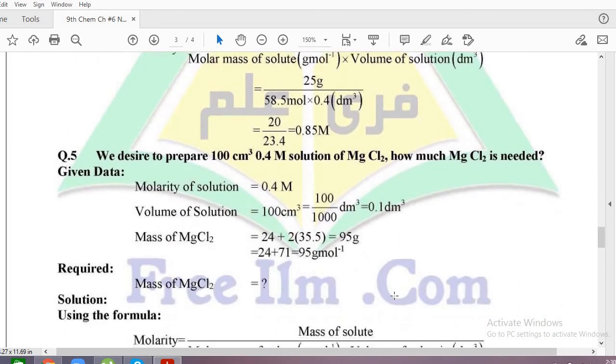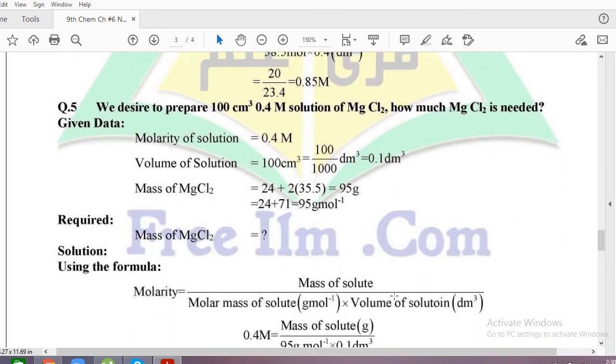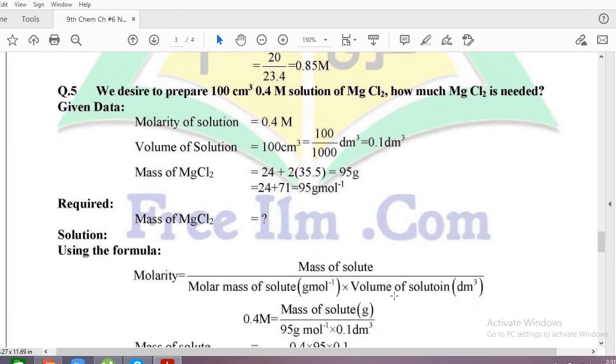Okay, question number 5 is: we desire to prepare 1000 centimeter cube of 0.4 molar solution. So now we know that 1000 centimeter cube is the volume of solution. Capital M stands for molarity. MgCl2 is given, which is an ionic compound. How much MgCl2 is needed?